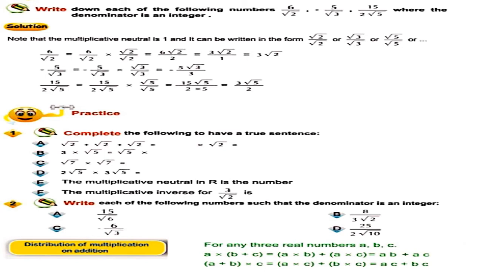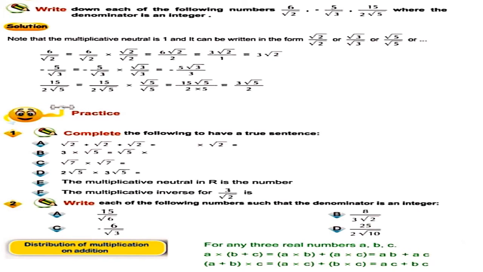15 over 2 root 5. Multiply the numerator and the denominator by root 5, up and down. Numerator times numerator and denominator times denominator. 15 times root 5 equals 15 root 5 over, root times root gives me the number under the root, so 2 times 5 equals 10. By simplifying, the result will be 3 root 5 over 2. You can check the answer with your calculator.